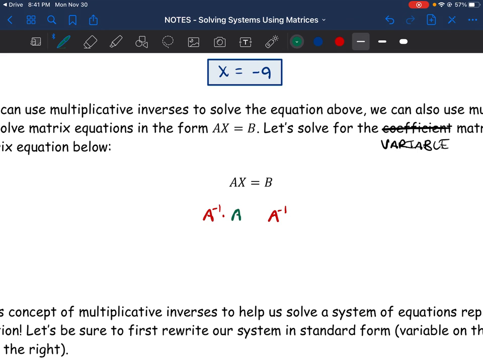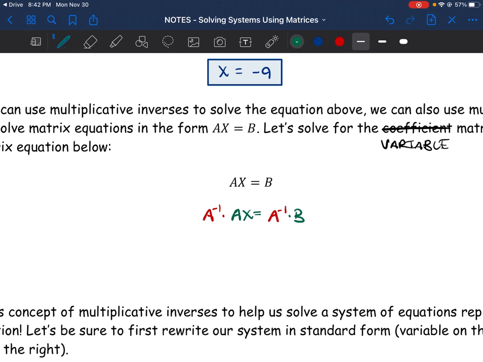So A inverse times AX equals A inverse times B. So multiplying both sides of this equation on the left side by A inverse. And it's important that it's on the left side because remember that for matrices, matrix multiplication is not commutative. We showed that in a previous video, meaning that you can't just simply multiply in any order that you want. So since we multiply on the left side here on the left, we also multiply on the left side here on the right side of the equation.